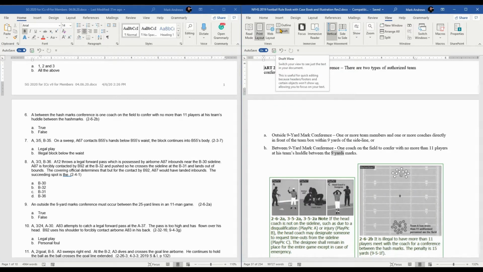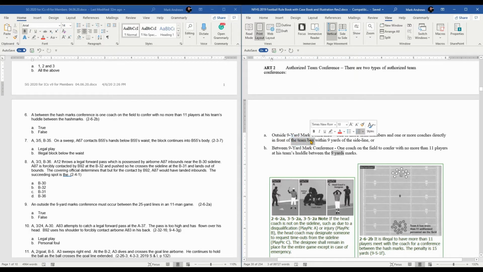Okay, question number 9. An outside the 9-yard marks conference must occur between the 25-yard lines in an 11-man game. So let's take a look at rule 262A. Outside the 9-yard mark conference, so that's they're below the numbers, right? One or more team members and one or more coaches directly in front of the team box within 9 yards of the sideline. So the directly in front of the team box is the key there. The team box is comprised of an area that starts at one 25-yard line, ends at the other 25-yard line. So the answer to this question is true.